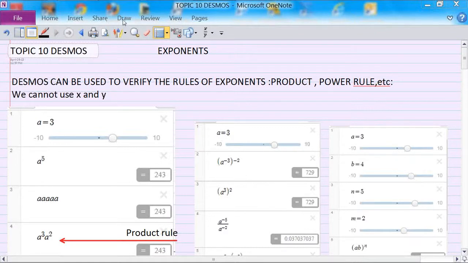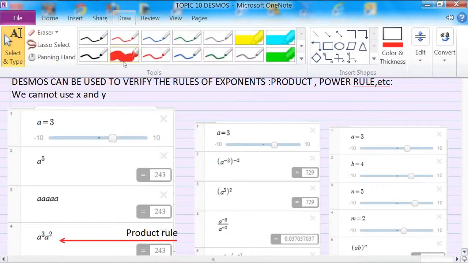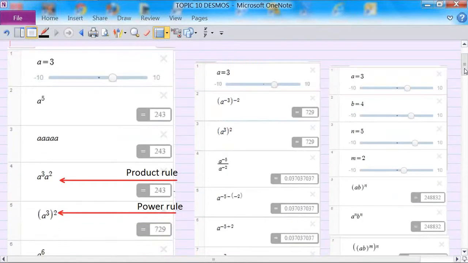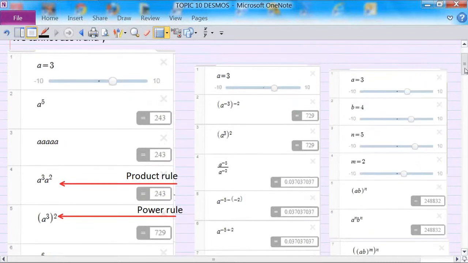We are on topic 10, and what we're going to do is show how to use Apply.Desmos to exponents. So we start off with some very simple examples here, and the first thing we have to do is that we can't use x or y because it won't accept exponents with those kinds of high powers, so x to the fifth. So we're going to use letters a and b.